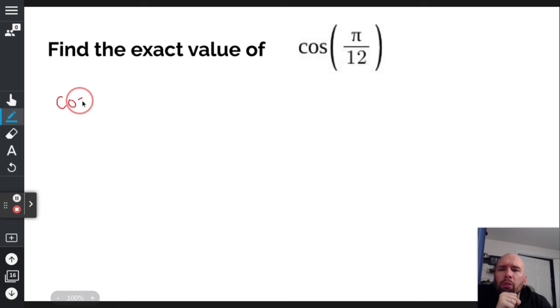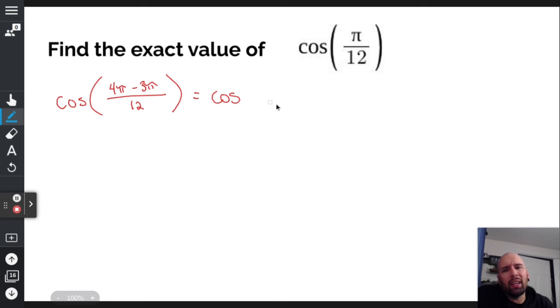If I do a little bit of math magic, right, put this over 12. Let's say I know what pi over 3 is, the cosine of that. I know the cosine of pi over 4. So if I were to make this 4 pi minus 3 pi, this ends up being that. Now, this is an unnecessary step. This is me just going over my thinking process so I can show what I'm really doing. By splitting it up like that, I can now kind of split it up like this, right?